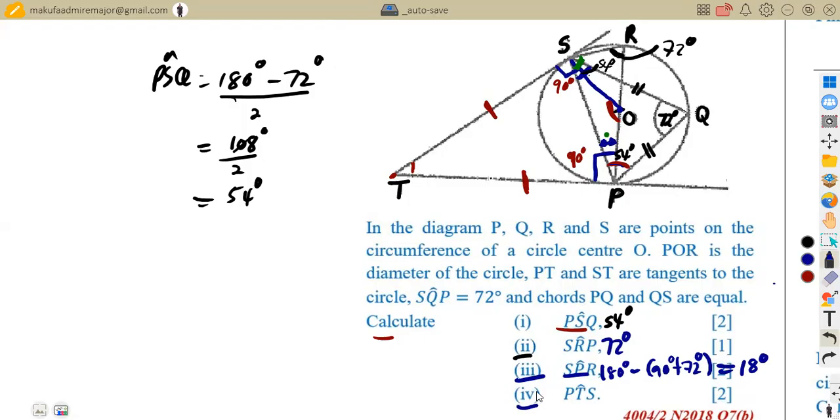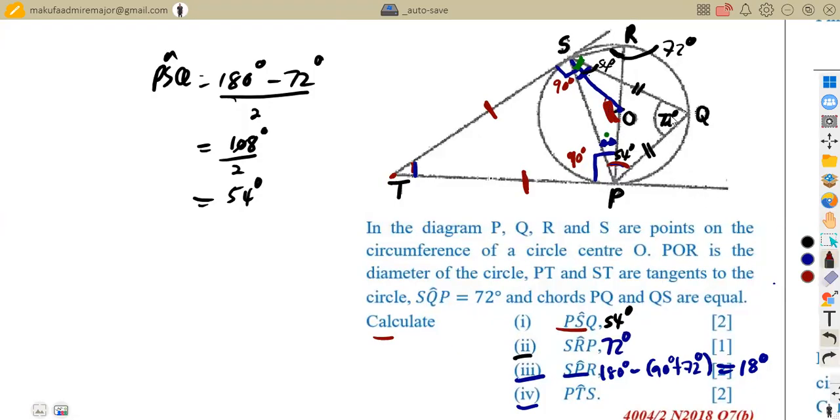All right, then what about item 4, which is PTS? PTS, that is this one. Where are we going to have this angle? All right, in this case, with two ways. Remember, I said this angle is 90, this angle is 90, and these two angles should give us 180. So it's either we find this angle at O, because this one is a line joining to the center. So meaning to say we've got the angle at the center.